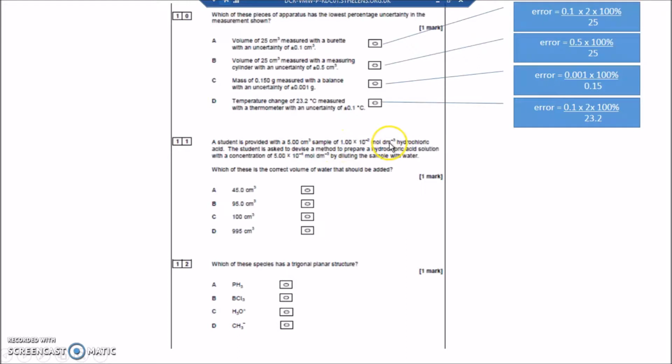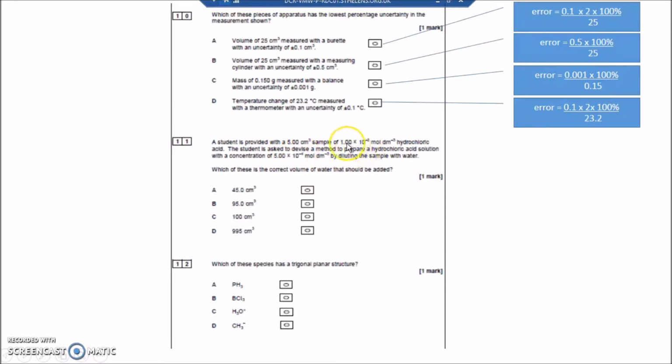A student is provided with a 5 centimetre cubed sample of 1 times 10 to the minus 2 mole per decimeter cubed hydrochloric acid. Right, I've got a volume and I've got a concentration, so immediately I know what I'm going to have to do. I'm going to work out the number of moles. Concentration is number of moles divided by volume in decimeter cubed, so 1 times 10 to the minus 2 is the number of moles divided by this. I've got to get this 5 centimetre cubed divided by 1,000 though, so it's 0.005.